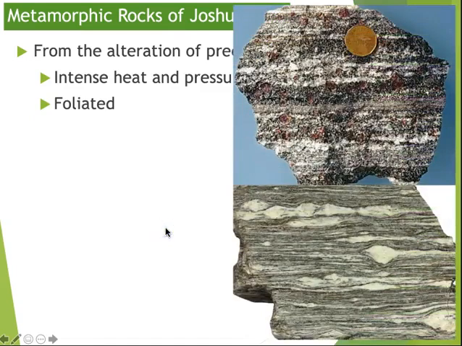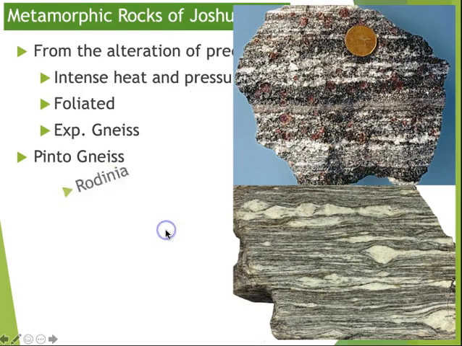The Pinto gneiss represents some of the oldest rock in western North America and formed during an ancient mountain building event associated with the assembling of an ancient supercontinent, Rodinia, 1.7 billion years ago.